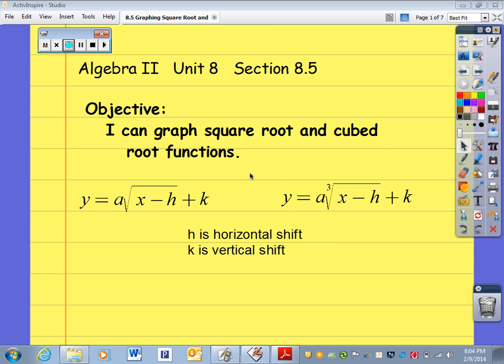In this lesson, we are going to graph square root and cube root functions. And if you take a look, I have the basic square root function and the cube root function, where h is the horizontal shift, k is the vertical shift, and then a, our leading coefficient, is going to tell us whether the graph is reflected or whether it is stretched.